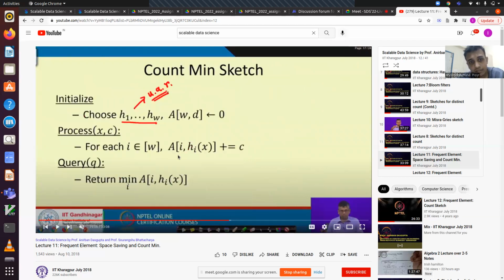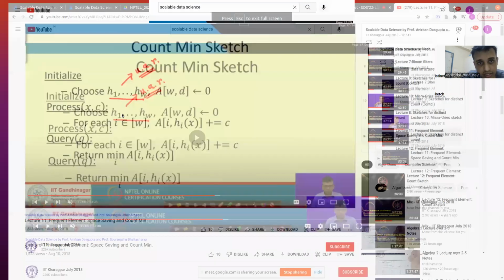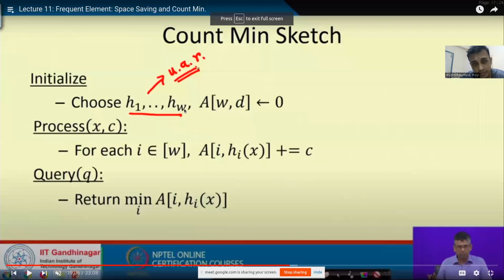So here, what did it say? We had 2 hash functions. Here there are w hash functions, sorry. And we have a 2D matrix where the rows are the hash functions and the columns are the d bit positions. For each i in w, for each of the hash functions H1 to Hw, we are increasing the counter at H_i(x), i, by C.